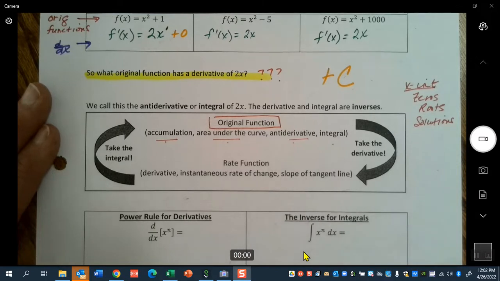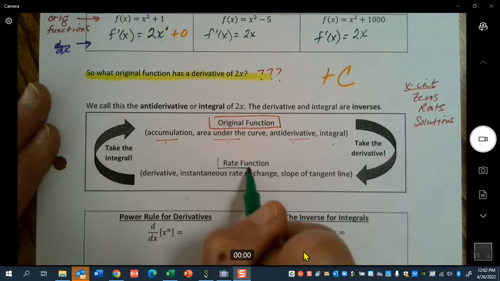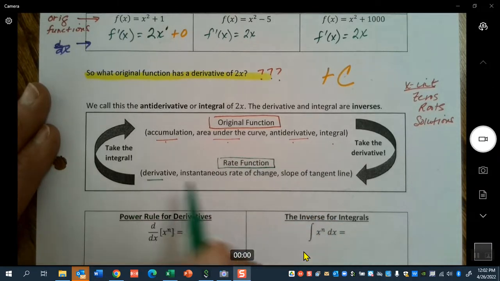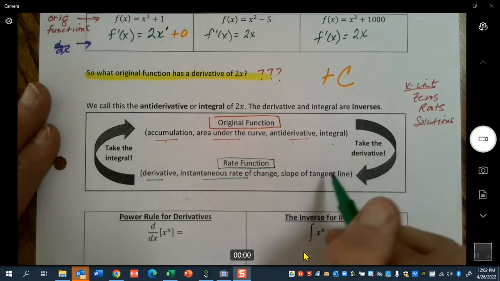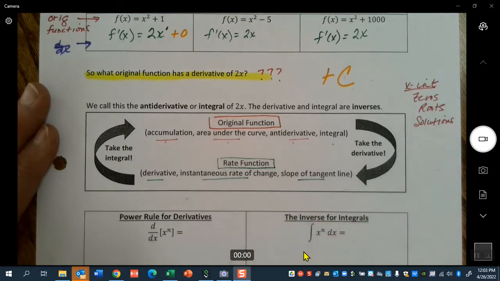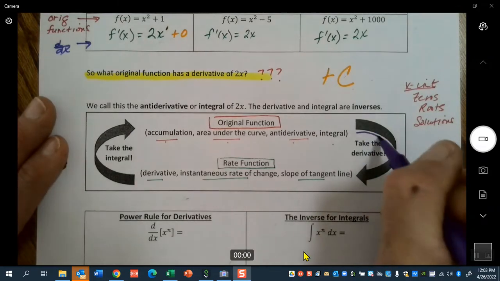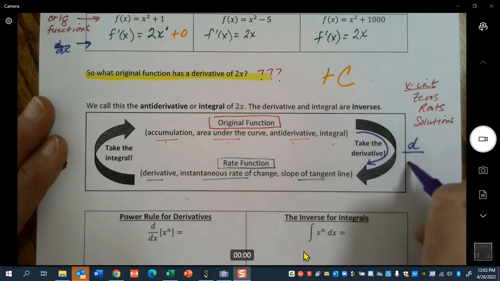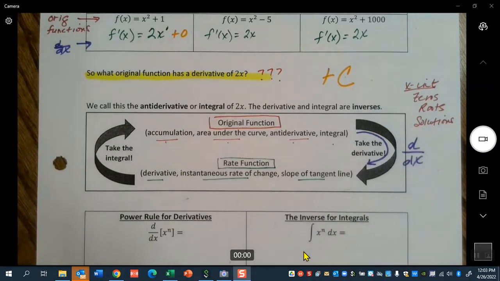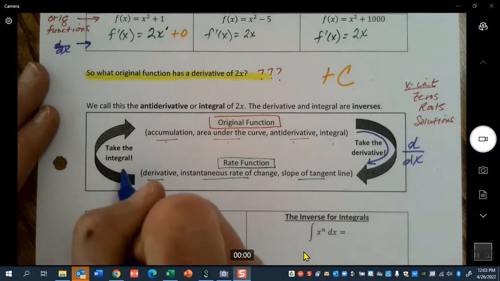My rate function is going to be my derivative. So if I call it my derivative, my instantaneous rate of change, the slope of my tangent line, each of those represents a different rate. I find my rate by taking the derivative. So taking the derivative is what we've been doing by finding that rate of change with respect to x, d dx. So then today's lesson is about us working backwards, and we're going to start taking the integral.